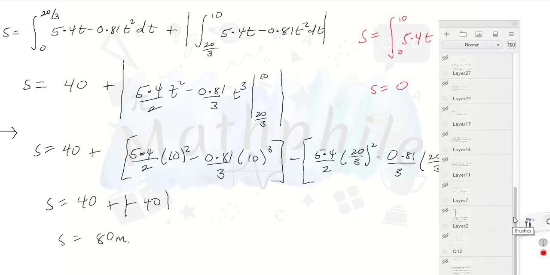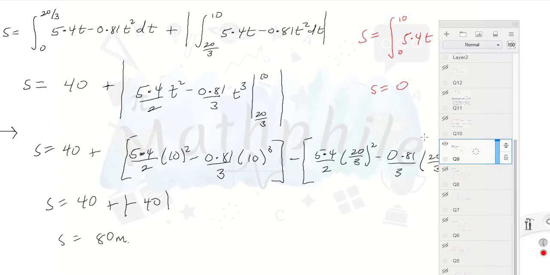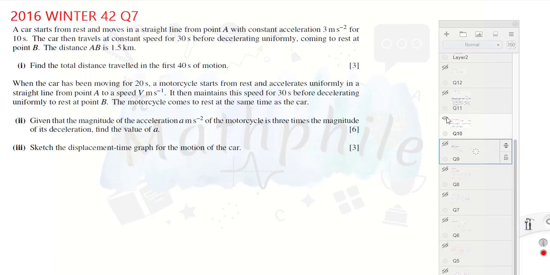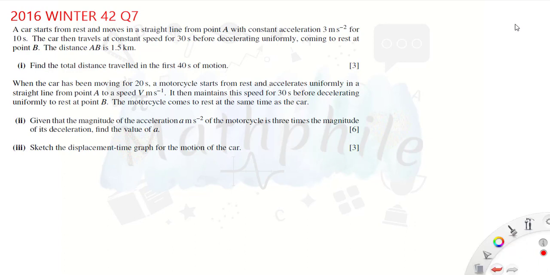That was question number 9. Wow. Okay, question number 10. 2016 winter, question number 7. Yeah, 2016. I want this question as difficult, that's why it's question number 10.